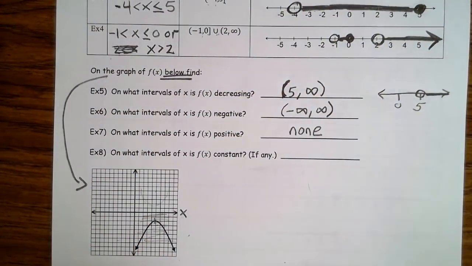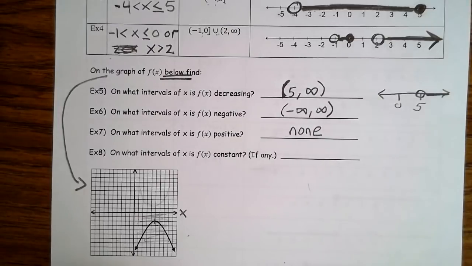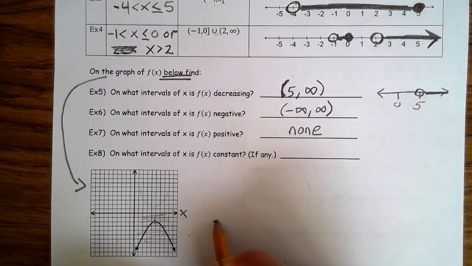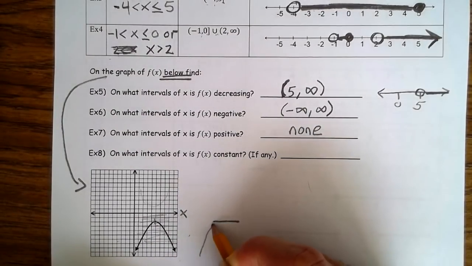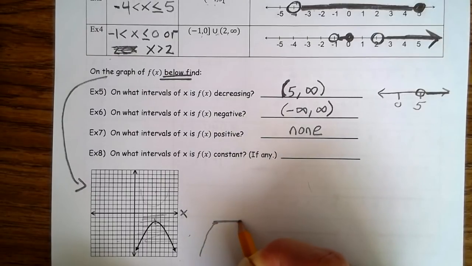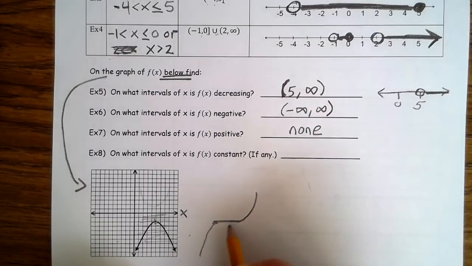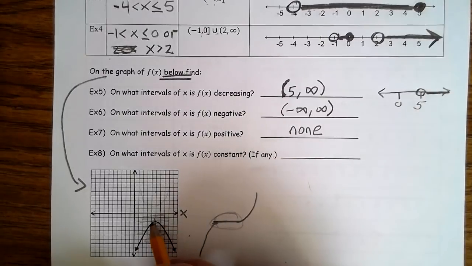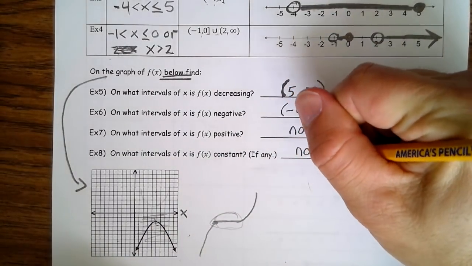All right. On what interval of x is f of x constant? Again, constant is horizontal. So like if the graph went here, and it was horizontal, and then maybe here, this would be your constant section, but there's no point that it's constant, so it's none.